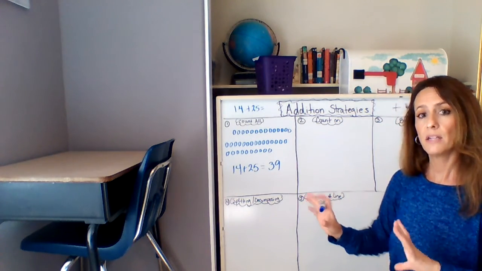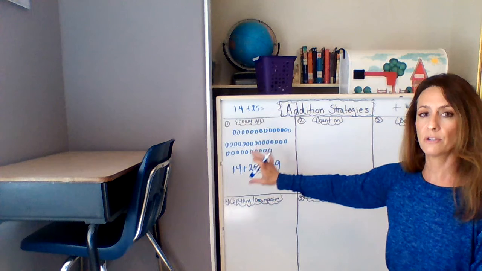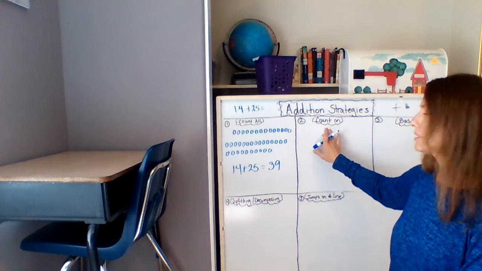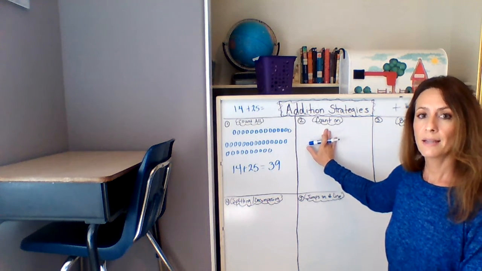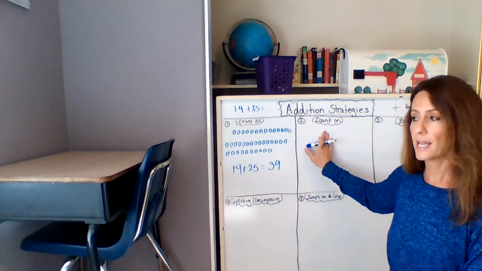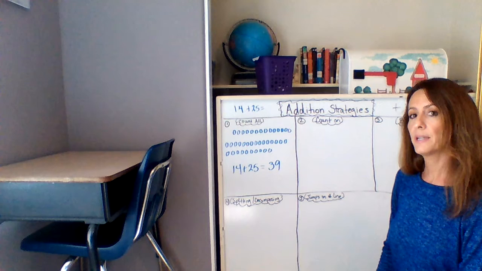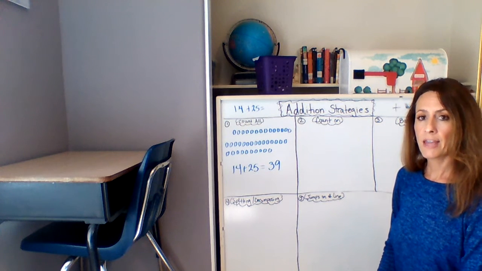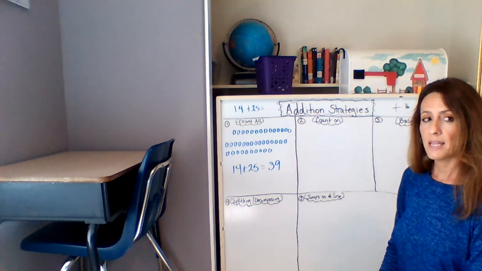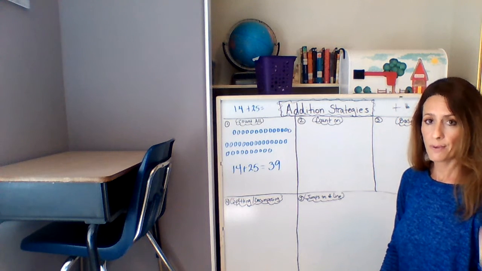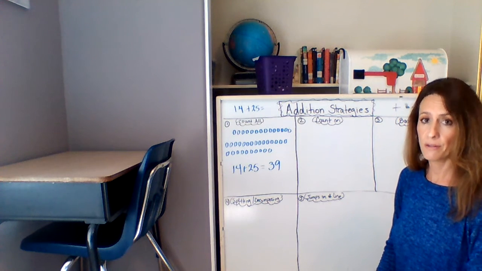Some of you moved on and decided that you didn't want to use the count all strategy. Some of you like to use this strategy, which is called count on. Okay, the count on strategy. So again, we're going to use 14 plus 25. And our count on strategy means that you start with one number already. Again, you count on the rest.